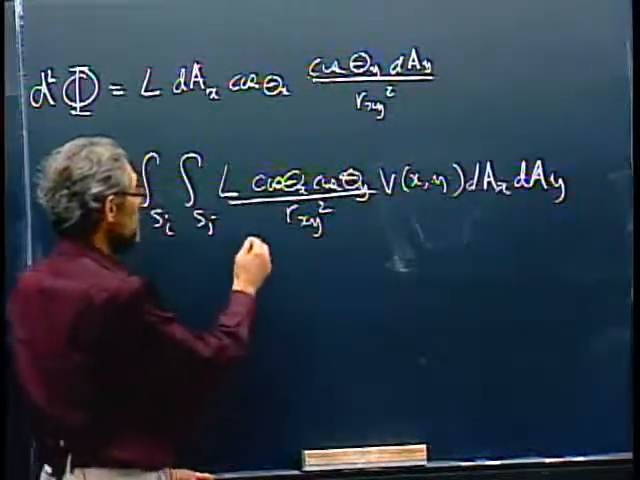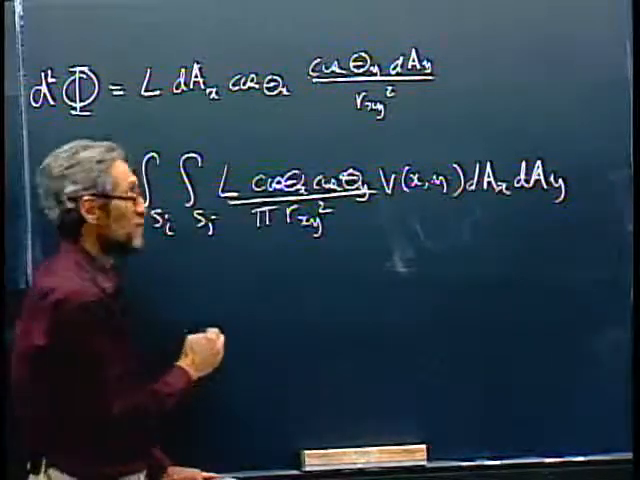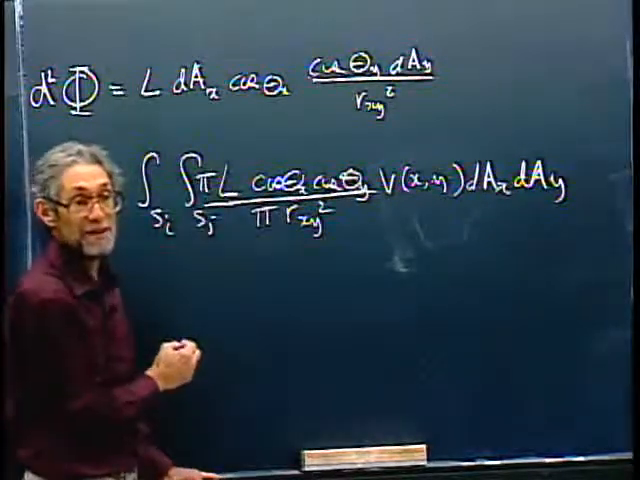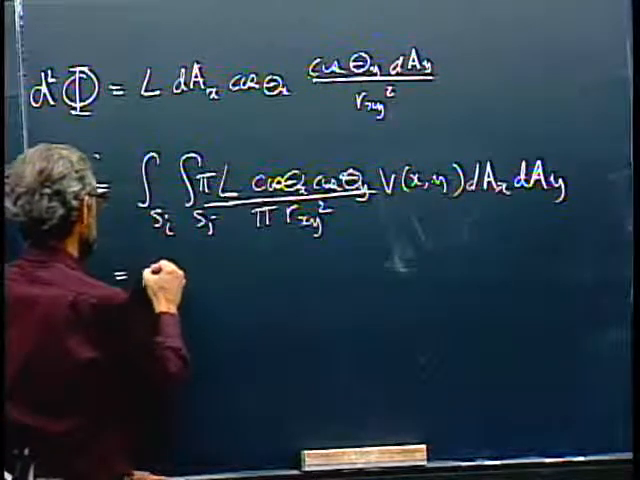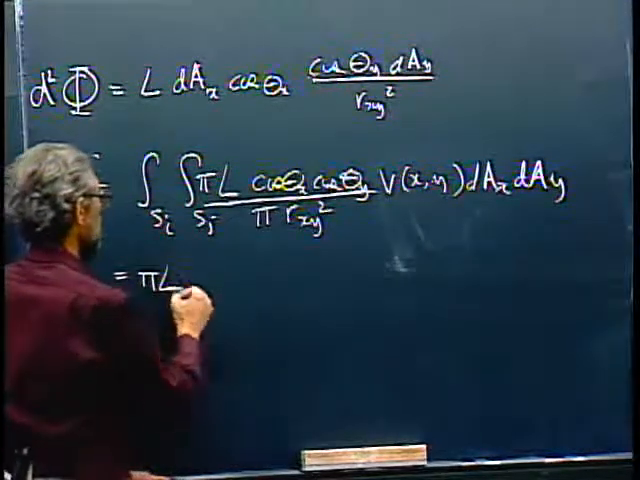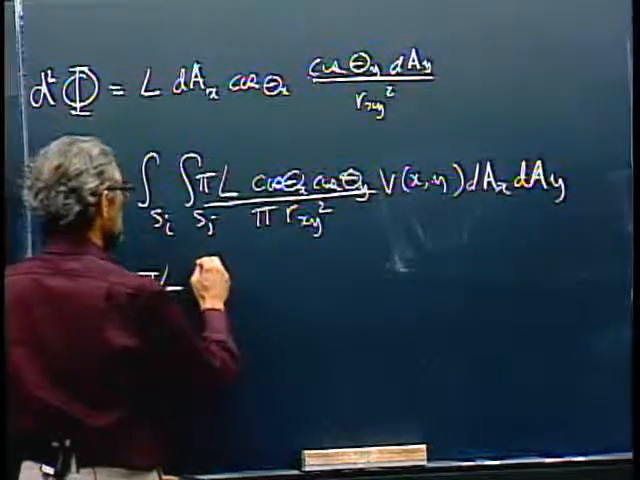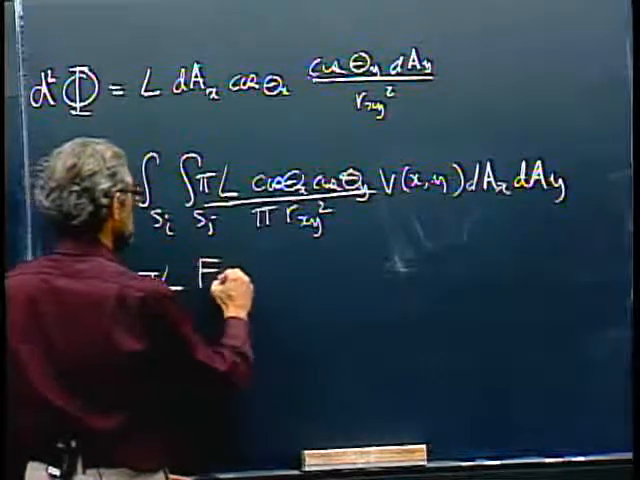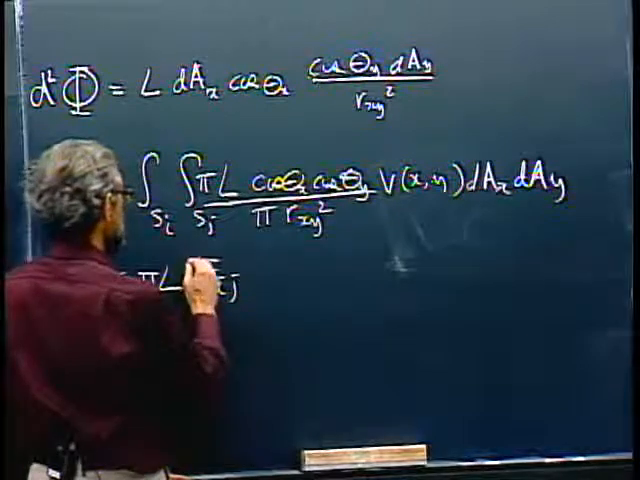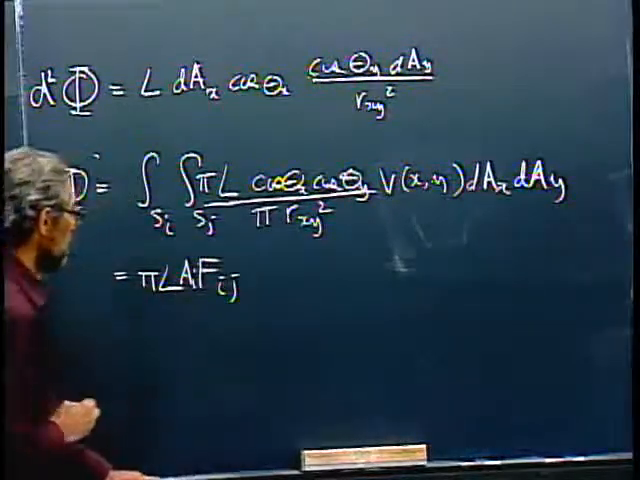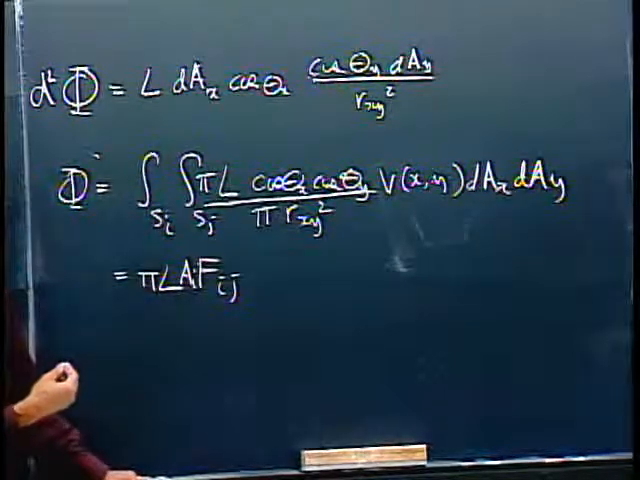So I want this to end up looking like the form factors. And the only thing that's missing from the form factors is a constant pi here in the denominator. Right? So I'm going to put that pi in the numerator just so I can cancel it out. Okay, so what I can write is, what I've got here is pi L times an integral, which is a number, the form factor from patch I to patch J, multiplied by the area of I. Because I was supposed to have 1 over the area of I in the form factor.